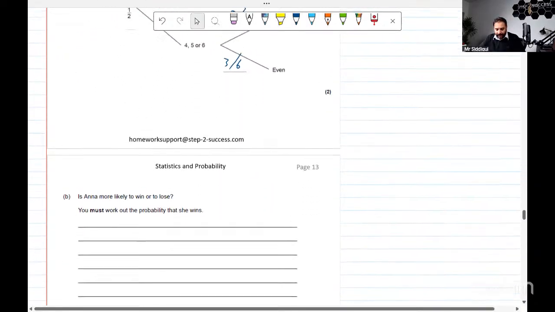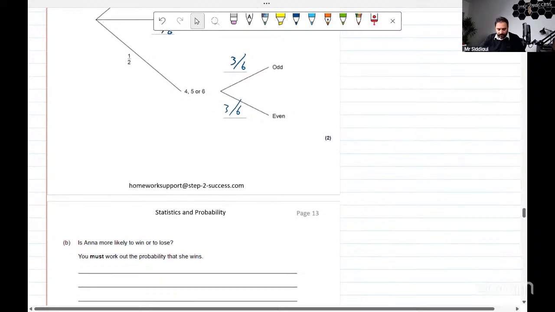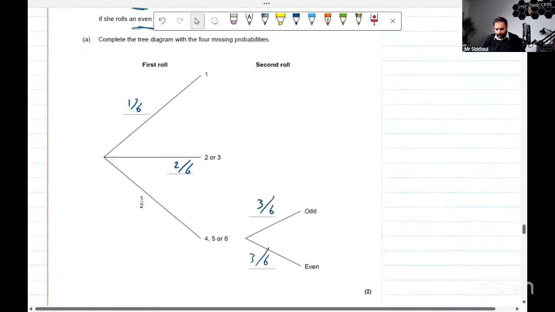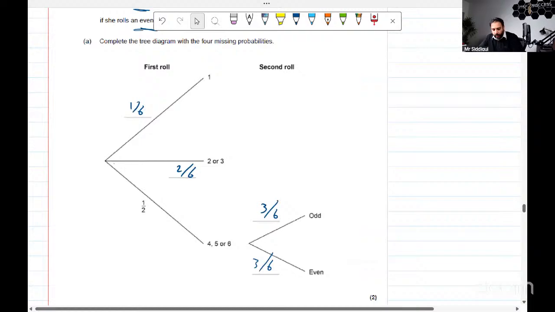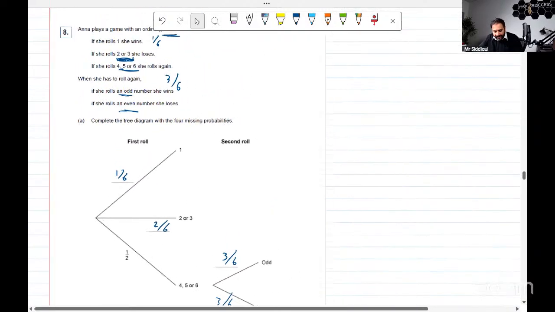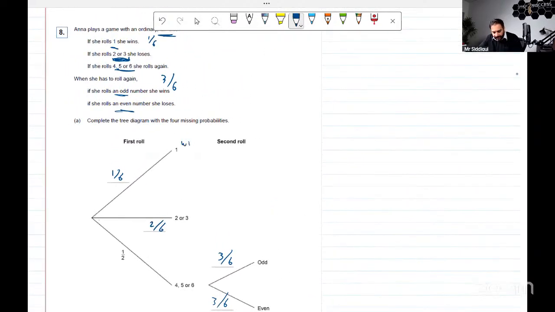Is Anna more likely to win or to lose? You must work out the probability that she wins. Okay, so what is the probability of winning? As it says here, if she rolls a one, she wins. So that's a win. But if she rolls a two or a three, she loses. And then if she rolls an odd number, she wins.